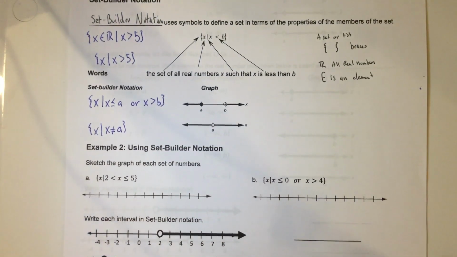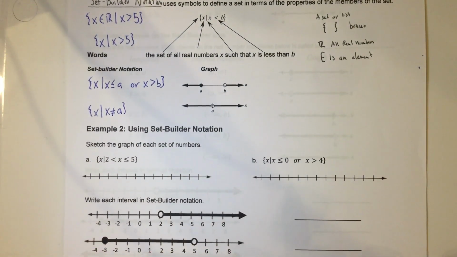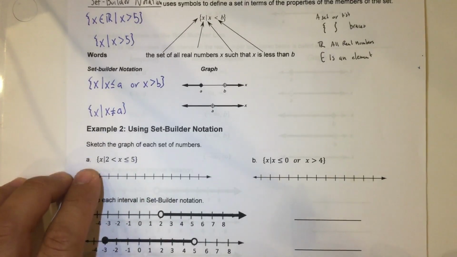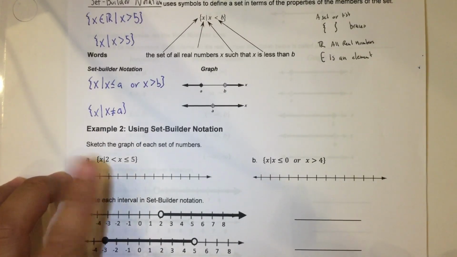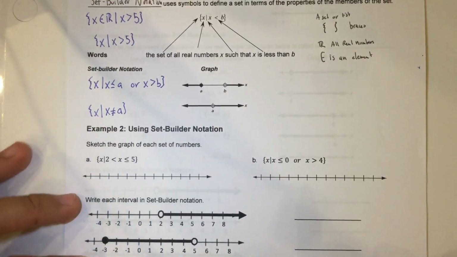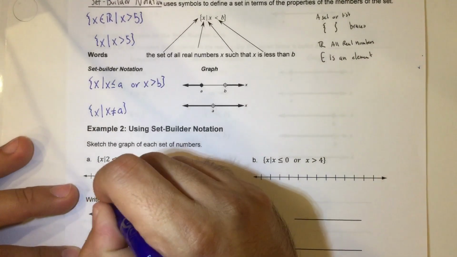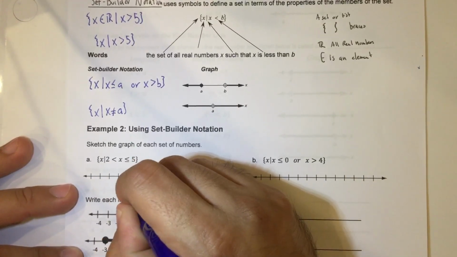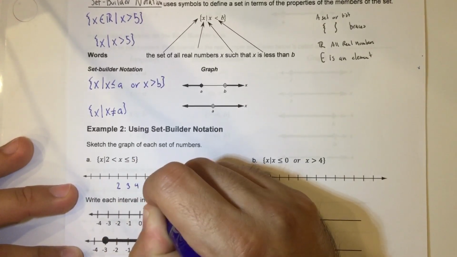All right, and now let's get to these examples for set builder. It says, sketch the graph of each set of numbers. Okay, so x such that 2 is less than x, which x is less than or equal to 5. So first off, I'm going to plot these numbers on the number line. So here is, let's say, put a 2 right here, 3, 4, 5.